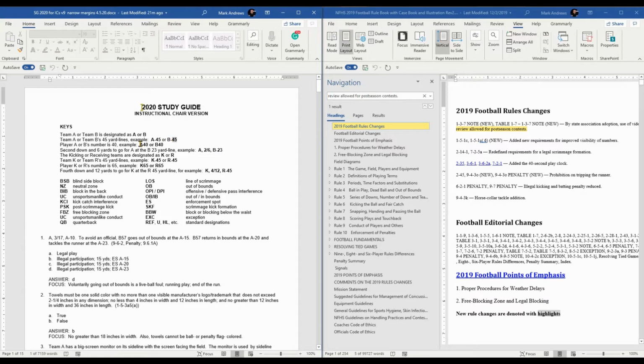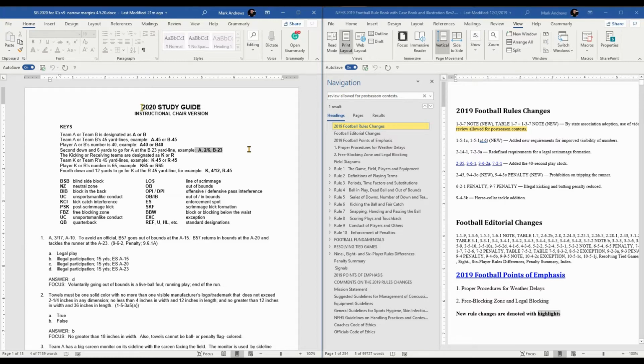When you see A40 with no dash, that refers to a player. So that would be offensive player number 40, and B40 would be defensive player number 40. When you see this type of nomenclature, that means it's A's ball, the offense's ball, second down, 6 yards to go at B's 23. So at the B23, A is 23 yards away from scoring a touchdown.